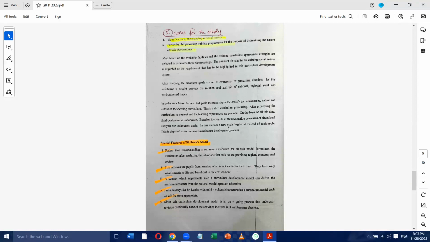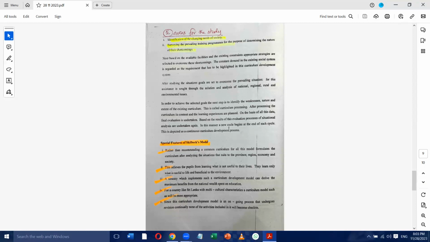So the constant demand in the existing social system is regarded as the requirement that has to be highlighted in this curriculum development. After studying the situations, goals are set to overcome the prevailing situation. So you are going to study the situation, find out what is lacking or what should be changed, then adjust all these things and put forward a new goal.